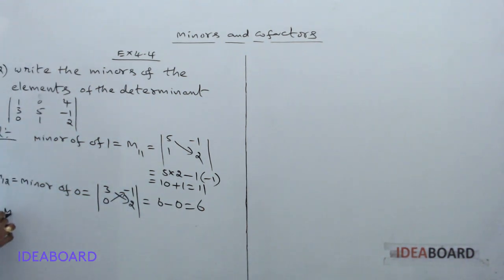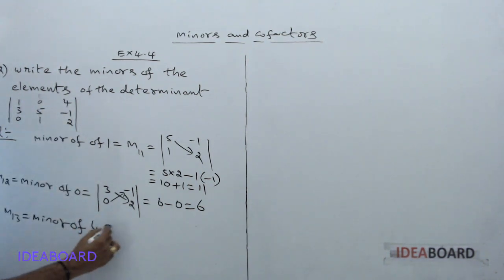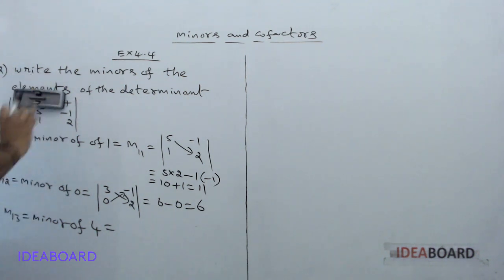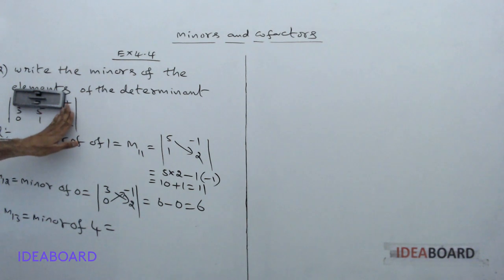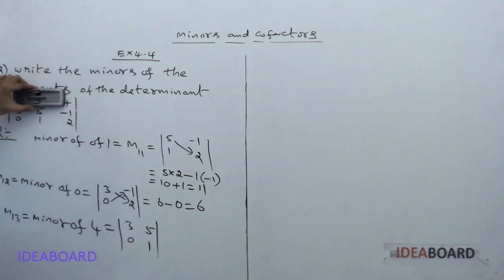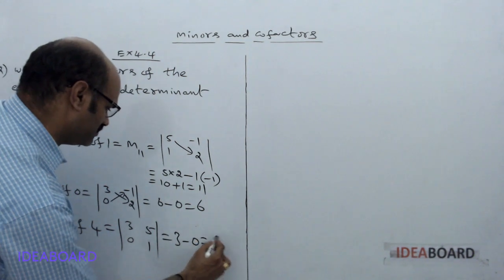Next, M13 equals minor of 4. The element 4 lies in the first row and third column. So we have to remove the first row and third column. So the remaining elements are the determinant of 3 5, 0 1. So that is equal to 3 minus 0, so equal to 3.